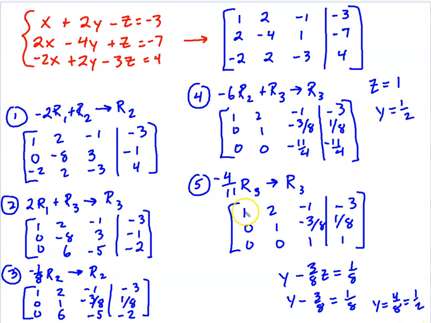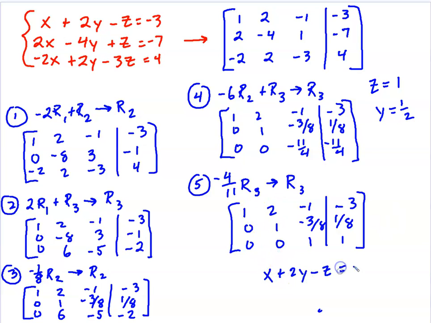All right, and then this final top equation, if we were to look at it back in its original equation form, it would say x plus 2y minus z is -3. And so again, we're just doing backward substitution, trying to solve for x. 2 times 1/2 is 1, minus z, which is also 1, and that equals -3. So obviously 1 plus -1 is 0, so my answer for x is -3.